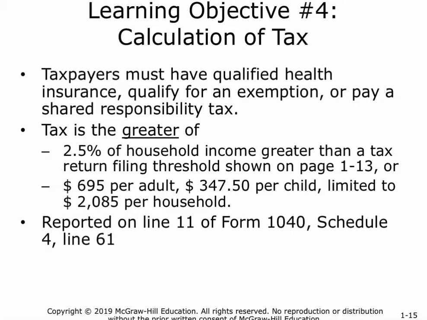The other prong you look at is the number of adults and children in the household, and then $695 per adult, and then $347.50 per child, limited at $2,085 per household. So you calculate what that amount would be, and calculate what the 2.5% over the threshold would be, and then whichever amount is greater would be the tax that's levied. And then this is going to be reported on line 11 of Form 1040.